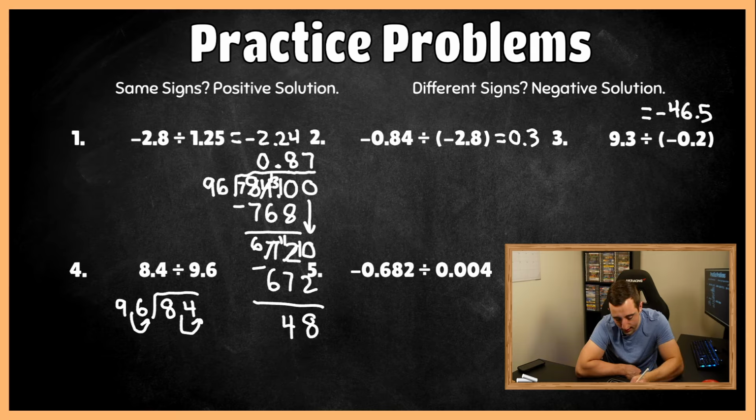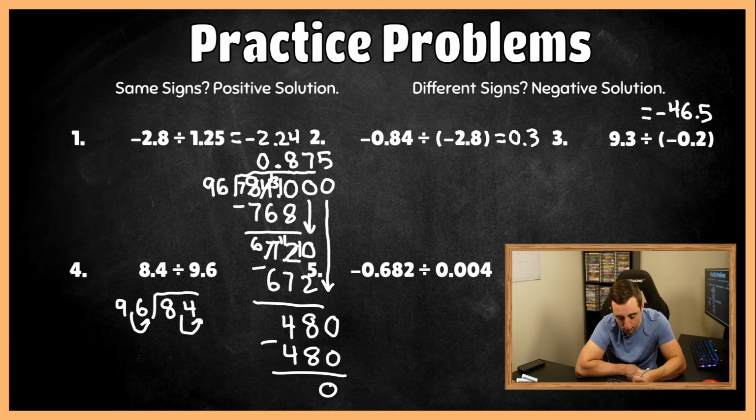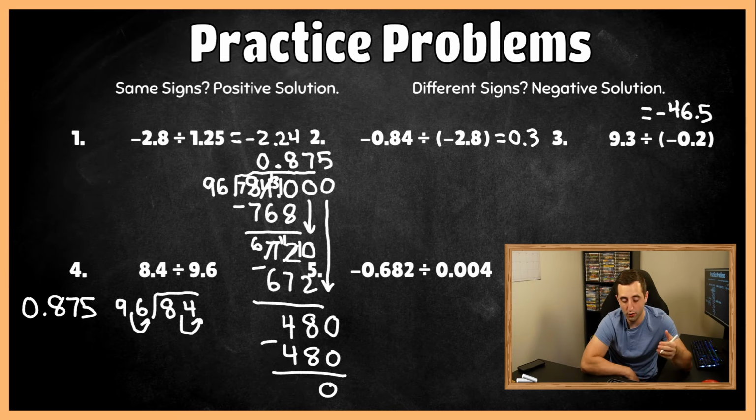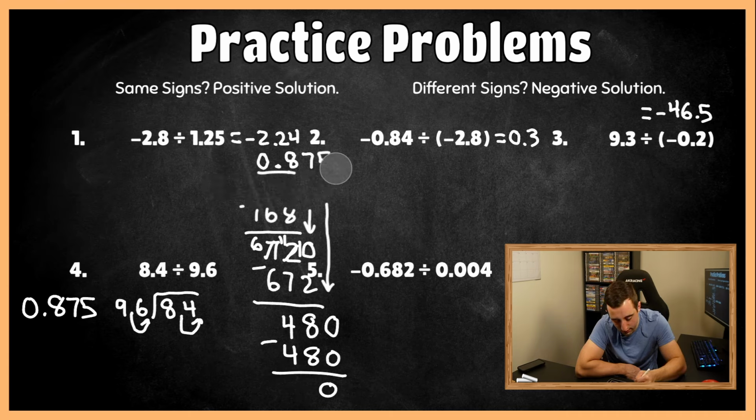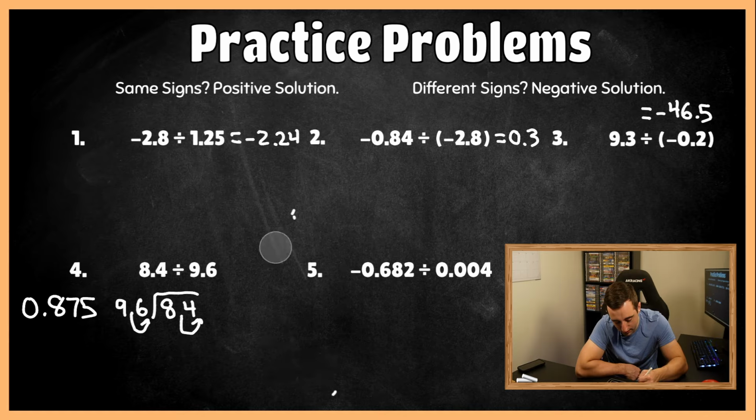96 doesn't fit into 48, so add another 0, bring it down. And then finally, 96 fits into 480 perfectly 5 times. So we subtract 480 here, and we end up with a remainder of 0. So our final answer, and it's going to be a positive solution because they're same signs, we get 875 thousandths for number 4. So a decent amount of work for number 4, and then we're moving on to the very last one. So let's go ahead and get rid of all of this work here, just so we have space for the very last one.